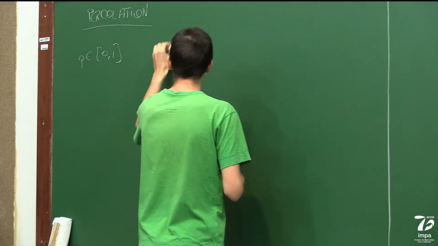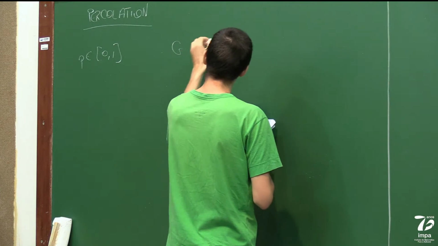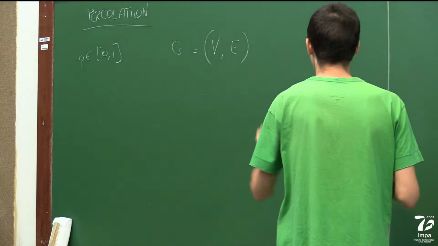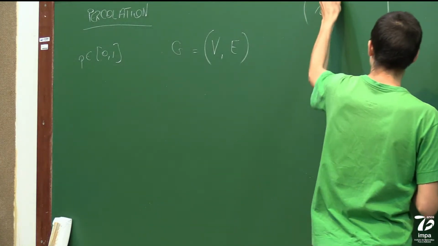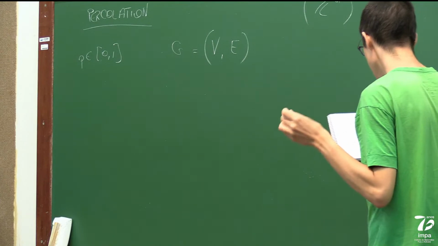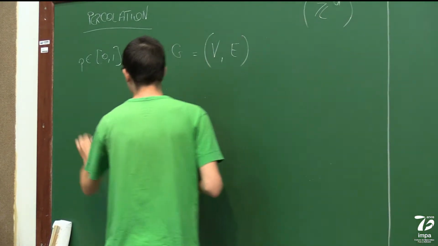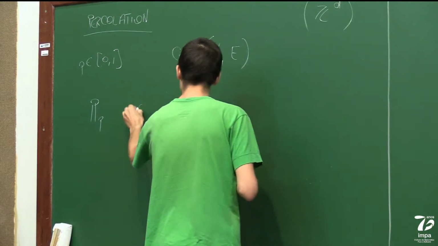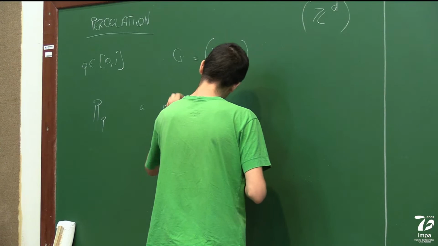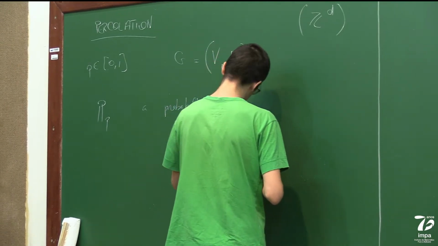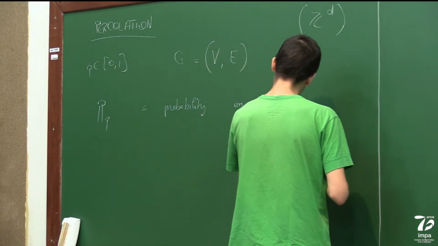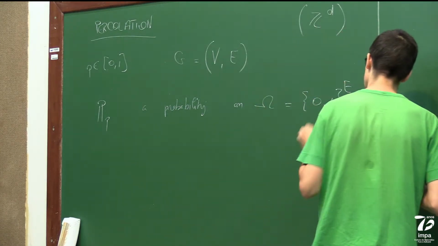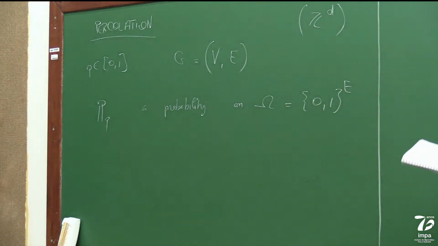But we have a graph, okay, which is a set of vertices and a set of edges. And for most purposes, we are going to consider the case of Z^d. And we are going to consider P_p, a probability on the state space, which is {0,1}^E. So to each edge, we are going to associate a value 0 or 1.